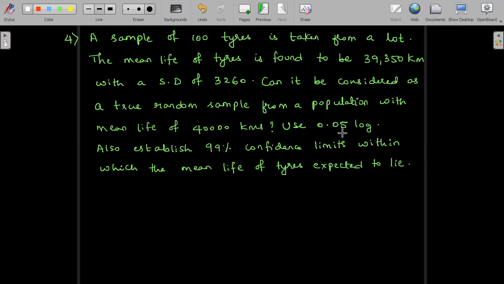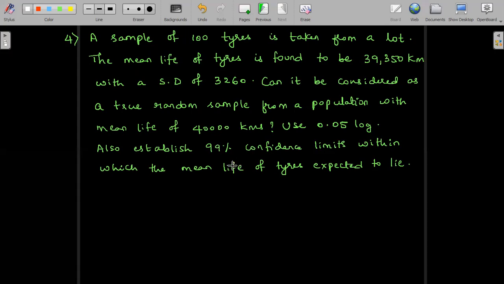We need to use 0.05 level, that is at 5% level of significance. Also, establish 99% confidence limits within which the mean life of tires is expected to lie. So not only finding the Z value, we also have to obtain the confidence limits at 1% level of significance.